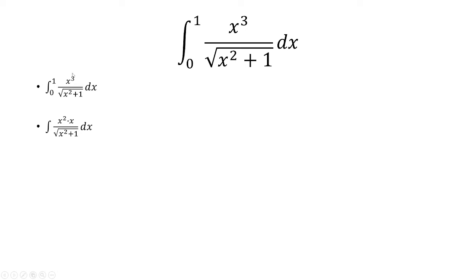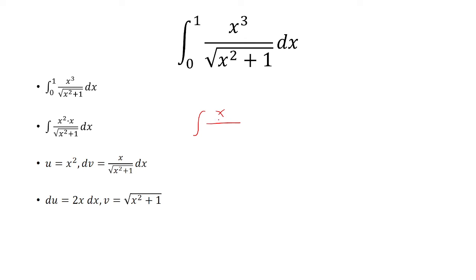So we start off by breaking up x cubed as x squared times x. And we're going to let u equal x squared, and dv will just be x over the square root of x squared plus 1 dx. Now at this point we take the derivative of u, which is just 2x, and then the antiderivative of x over the square root of x squared plus 1 is just the square root of x squared plus 1.